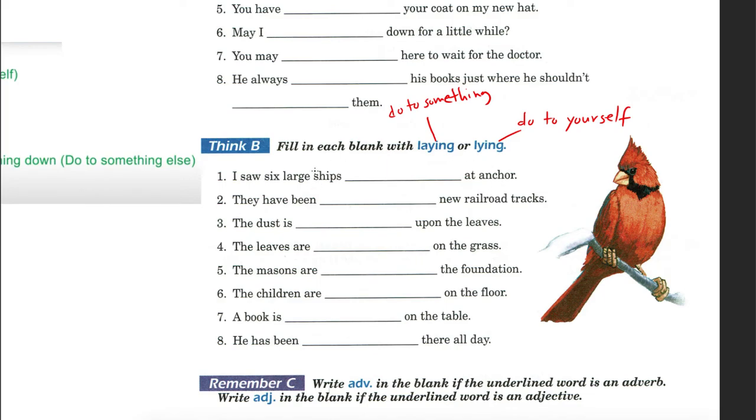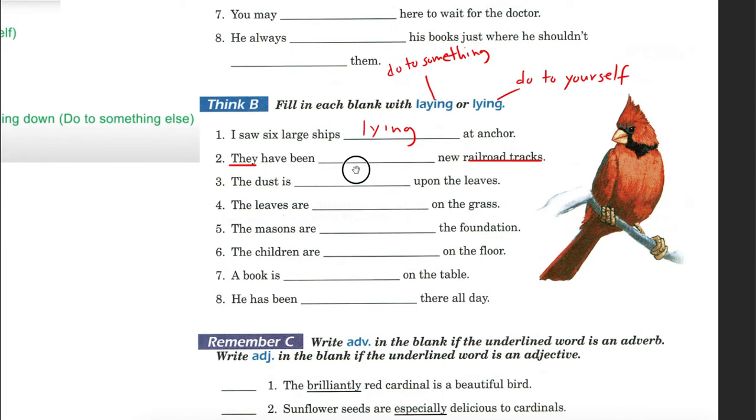All right. So I saw 6 large ships blank at anchor. So does the sentence tell me that something else put the ships down, or are the ships just there? Okay, if they're just there by themselves, doing it to themselves, you would use lying. I saw 6 large ships lying there at anchor. Okay, they have been blank new railroad tracks. All right, it sounds like it's talking about someone else putting down some railroad tracks. If something is doing it to something else, which word would you use, laying or lying? So do that by yourself.